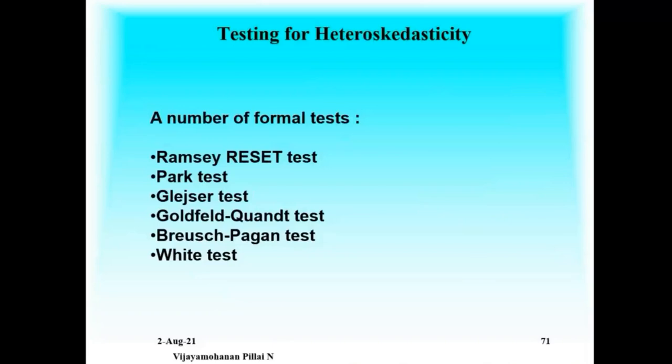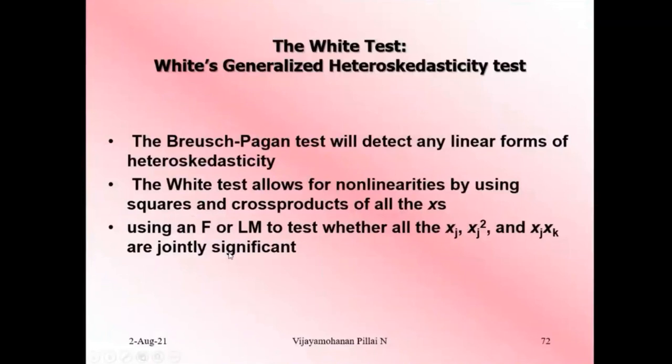Then for testing, we have a large number of tests for heteroscedasticity. We can use the Ramsey RESET test itself, or we can go for some other tests. Among all these, the most popular are the Breusch-Pagan test and the White test. Now, I shall give a comparison between the Breusch-Pagan and the White test. The Breusch-Pagan test will detect the linear forms of heteroscedasticity, whereas the White test allows for non-linearities also. So it is better that we go for the White test.